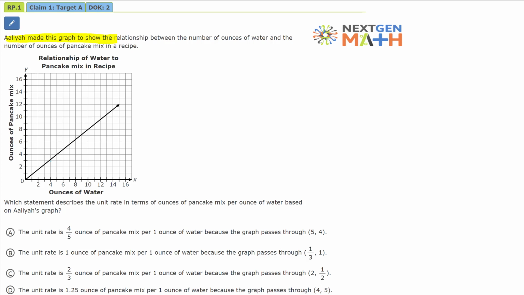Elia made this graph to show the relationship between the number of ounces of water and the number of ounces of pancake mix in a recipe. Which statement describes the unit rate in terms of ounces of pancake mix per ounce of water based on Elia's graph? So the unit rate is ounces of pancake mix compared to ounces of water.